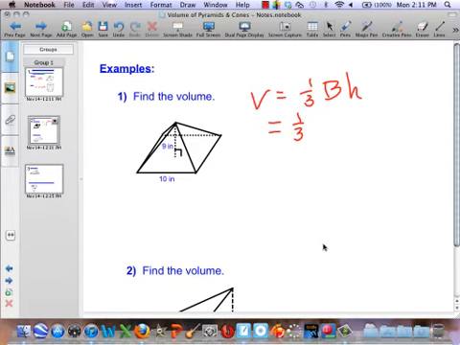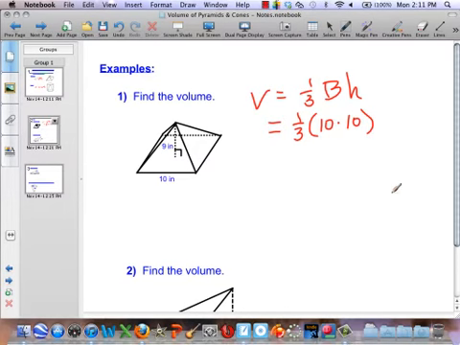So 1/3 B H. What does the B represent? Base. What about the base? Area of the base. What shape is my base on number 1? Square. So how do you find the area of a square? Side times side. So basically the area of my base then is 10 times 10.